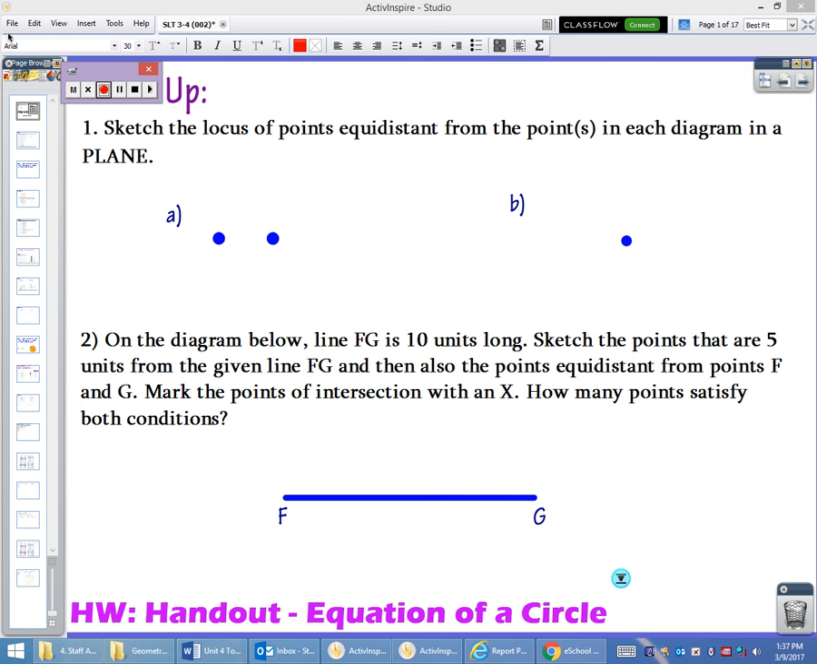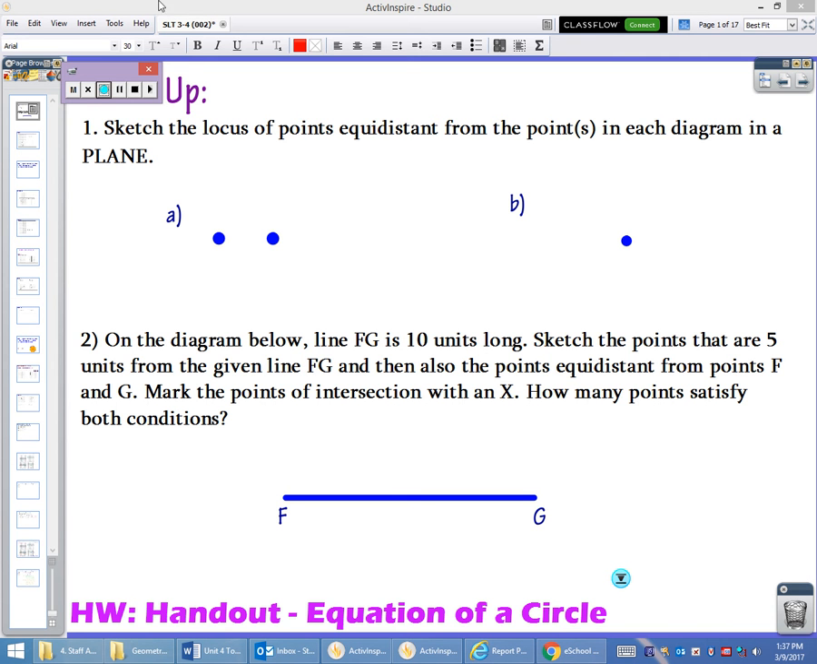Hey guys, this is a video on SLTs 3 and 4, which is going to continue what we did yesterday with circles. We're going to go ahead and pause at some points. Just listen closely, and I'm going to have you do a little bit of work and then check your answers. And we're just going to play and pause all throughout.